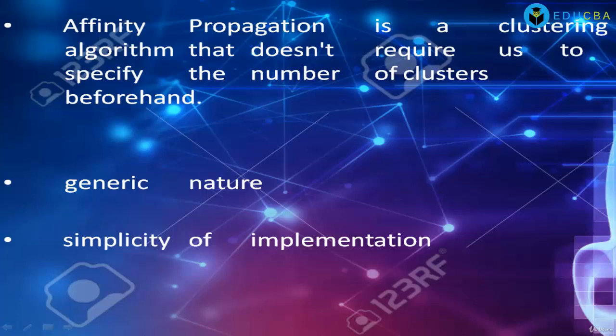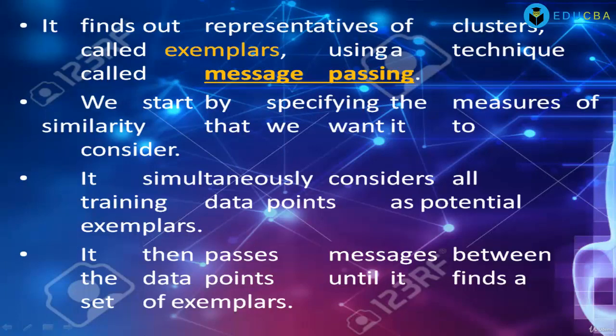Okay, so what is the internal working of that model? It finds representatives of clusters called exemplars. In our previous algorithms, we found the location of centroids and kept updating their location. But in this model, we are finding the representatives of clusters, and these representatives are known as exemplars. To find these exemplars, we use a technique known as message passing. So, what is message passing here?